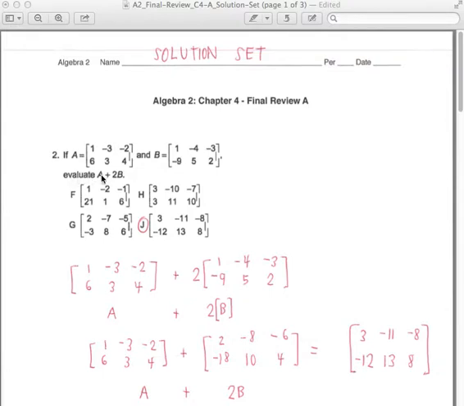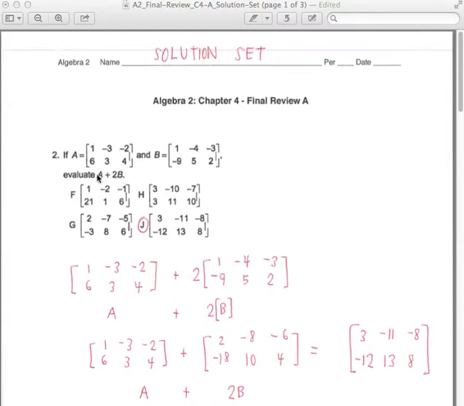So it wants us to evaluate A plus 2B. So we are not only adding matrix A plus matrix B, but we are first going to apply a scalar multiplier to matrix B. So we are essentially going to multiply each value, each entry in matrix B by positive 2. And then we are going to add that new matrix to matrix A.